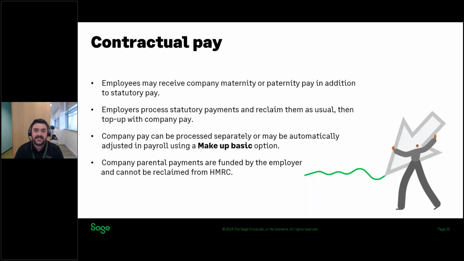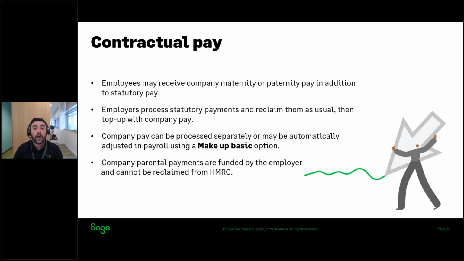Now, the way that you process that is really up to you. It might be processed as a separate payment line. So you might work out how much in each period of company maternity or paternity pay you want to pay them, and that will be paid in addition to the statutory payment. Or your software like Sage 50 Payroll may have a make-up basic option. So that allows you to put a total amount in on a payment line and then use make-up basic to automatically adjust that down by the statutory pay amount.